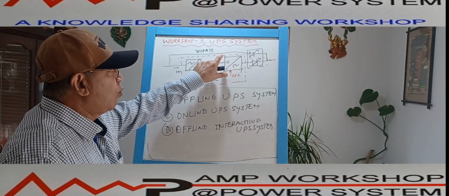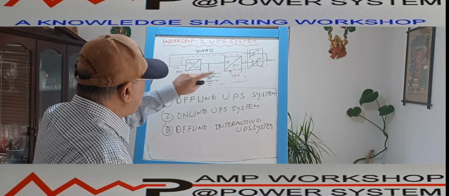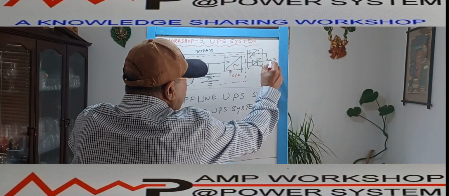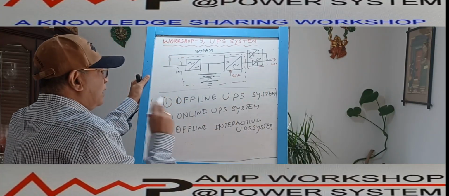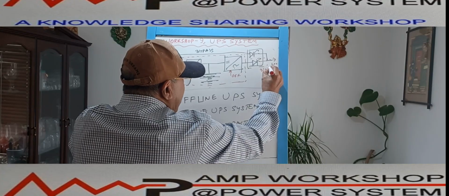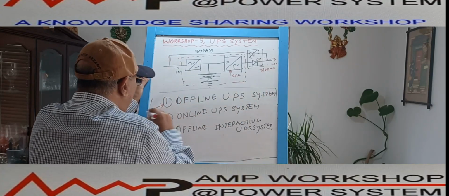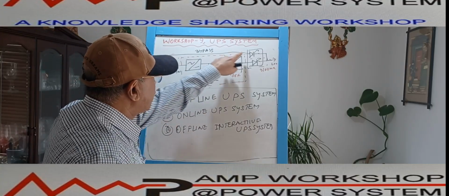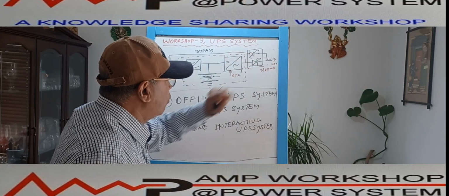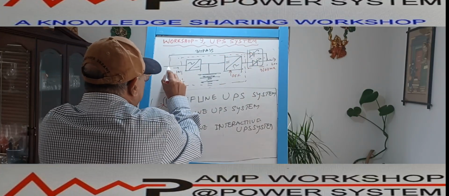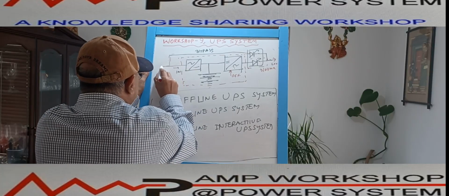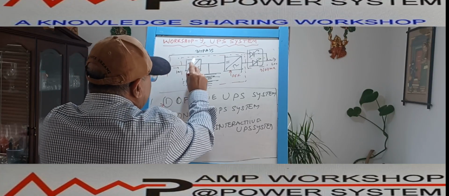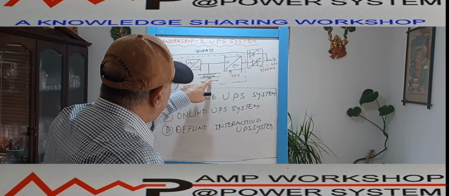Inverter is not working, so what is happening? In normal condition, the bypass supply is going through the thyristor to the load. It is a normal operation I am talking about. In the case of offline UPS, the bypass supply goes through the static switch to the load, and at the same time the supply is taken from the same main supply. This is the external main supply.